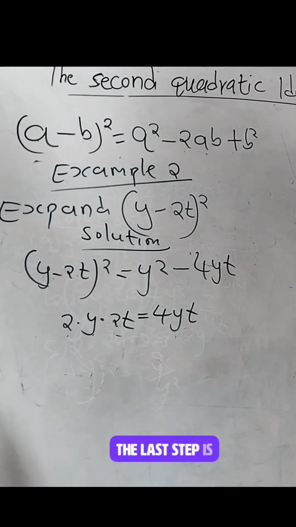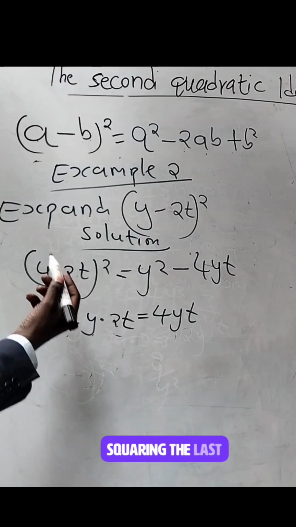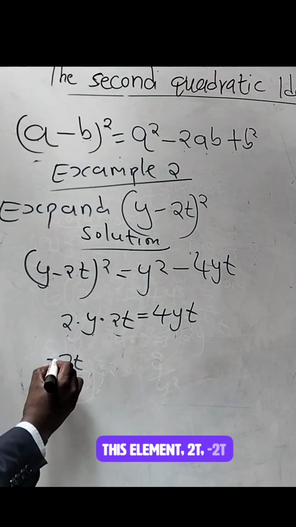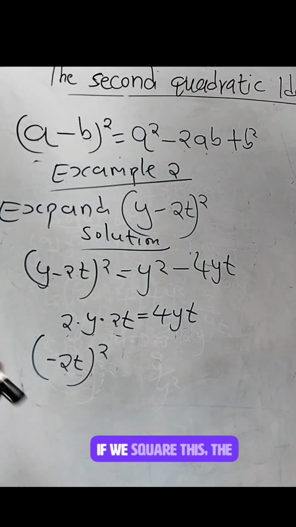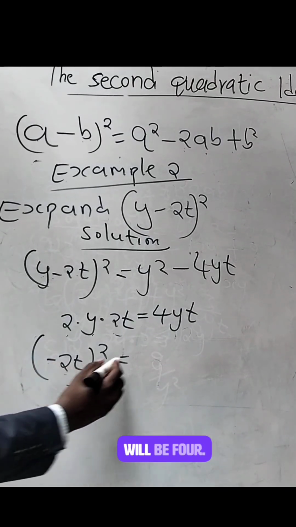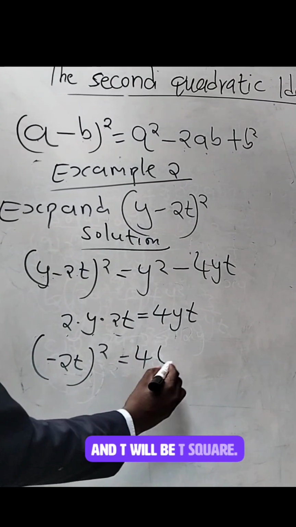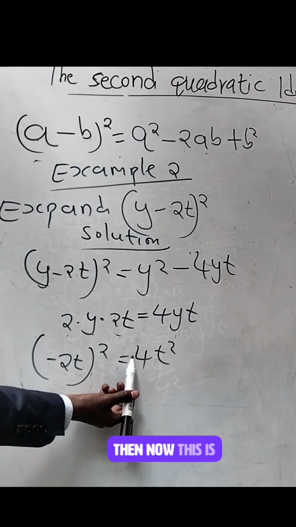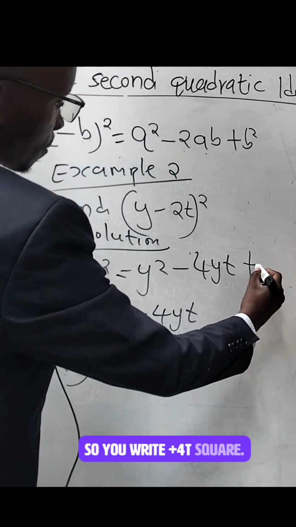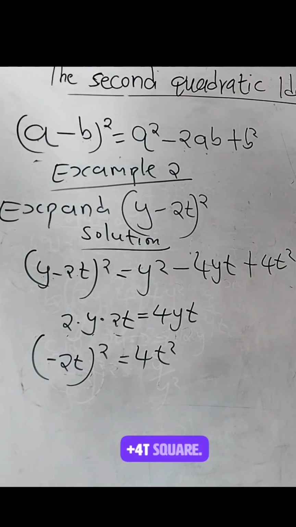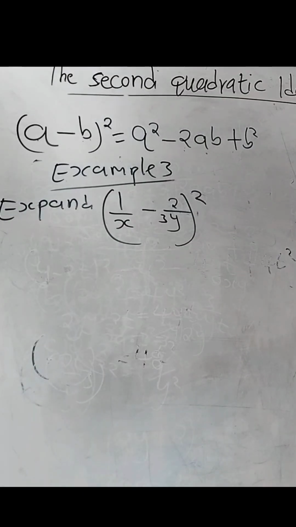The last step is squaring the last element, negative 2t square. If we square this, the negative will disappear. So if we square 2, it will be 4, and the t will be t square. Because we squared this, the negative disappeared, and now this is positive, so we write plus 4t square. That is the second example.